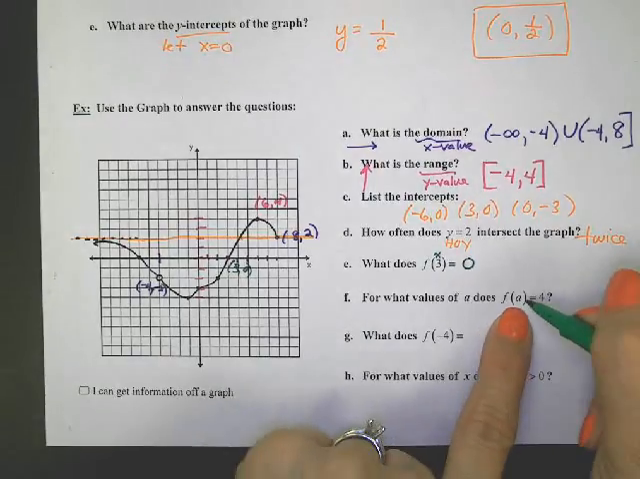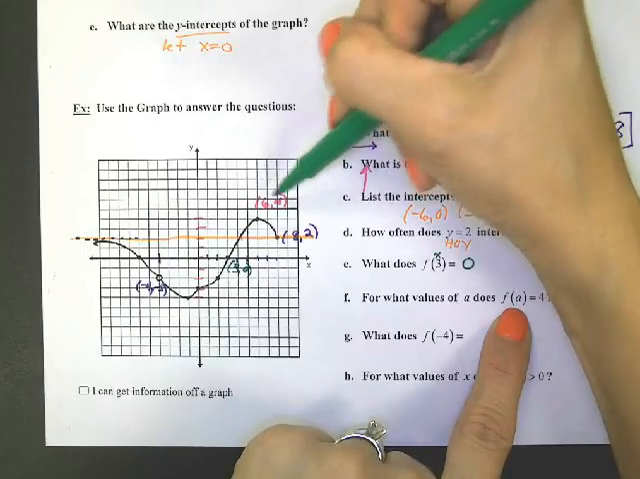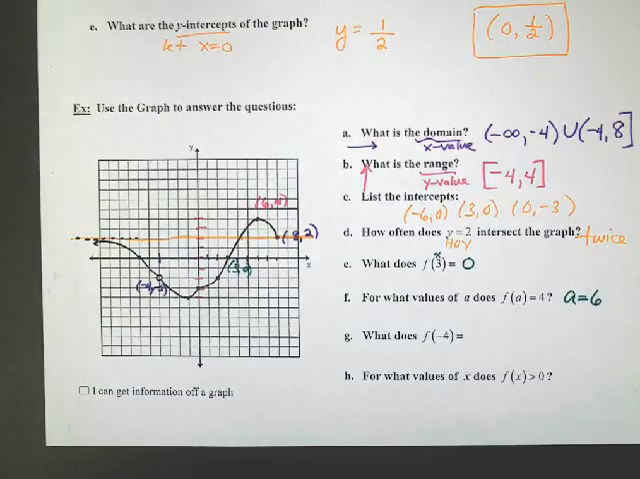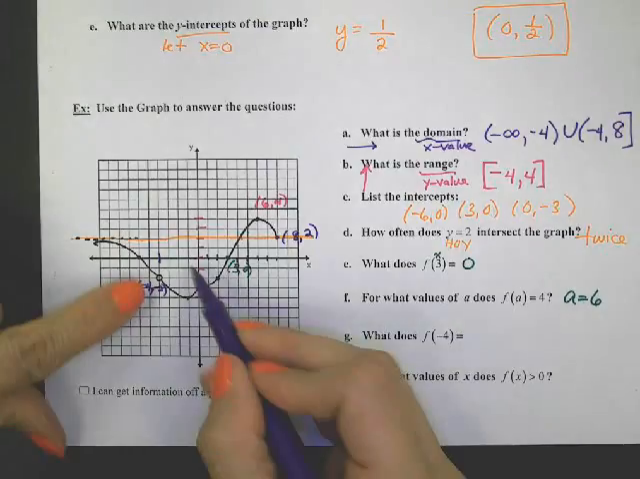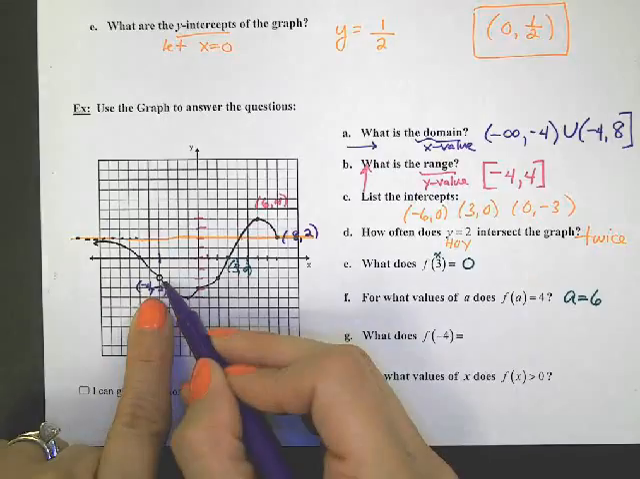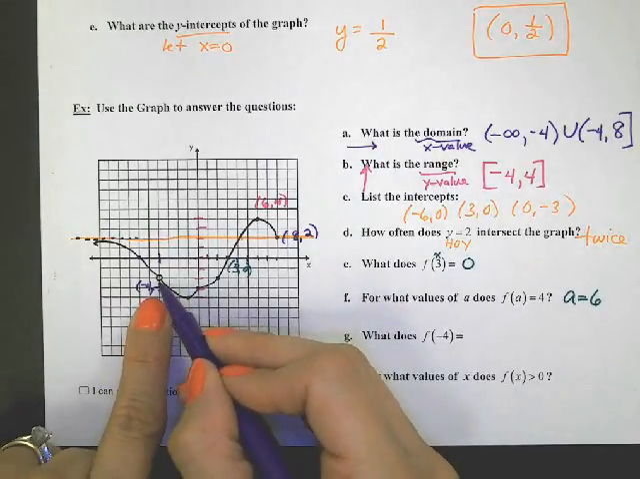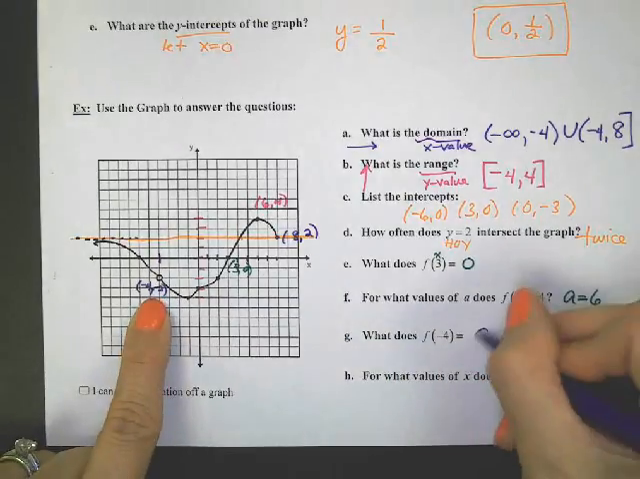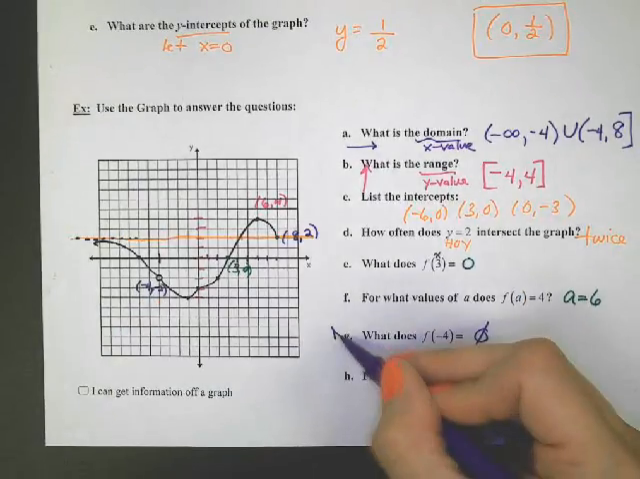The question is, what is a? What's the input? I do see this point right here. 4 is the output. So the input, a, must be a 6. Okay. f of negative 4. So let's go to negative 4. 1, 2, 3, 4. Oh, right there. Do you see that open bubble? Do you see how it's open and it's empty and the graph is not touching there? So f of negative 4 is no solution. Because it's empty, there is no graph. That's a tricky one.